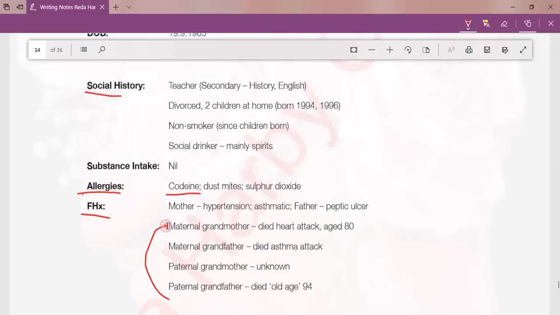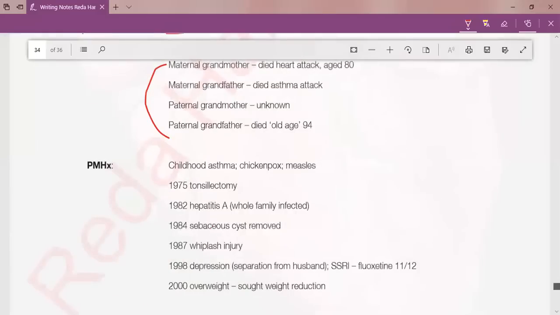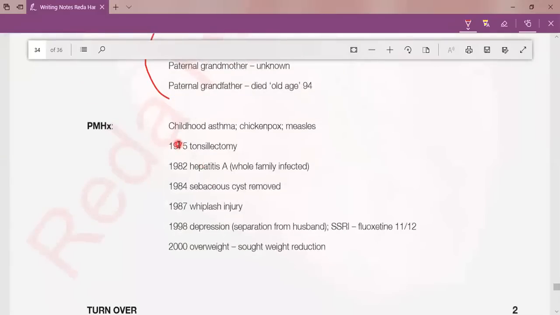As a doctor, maybe the mother with hypertension and father with peptic ulcer is relevant for her condition. Past medical history. This is the past medical history and surgical history. She has got childhood asthma, chickenpox, measles, and all of that.